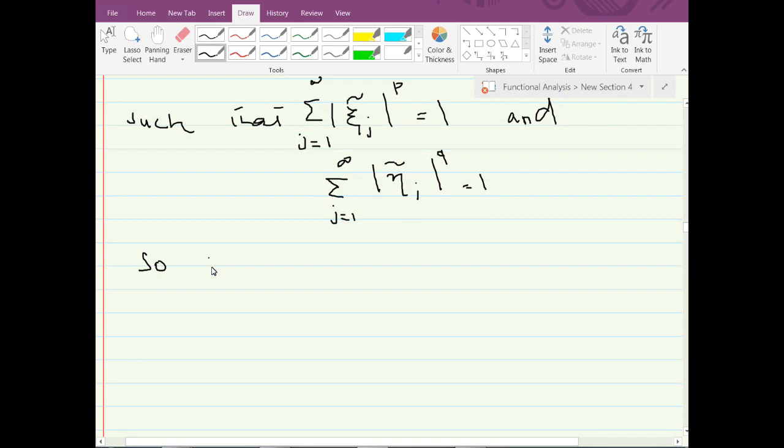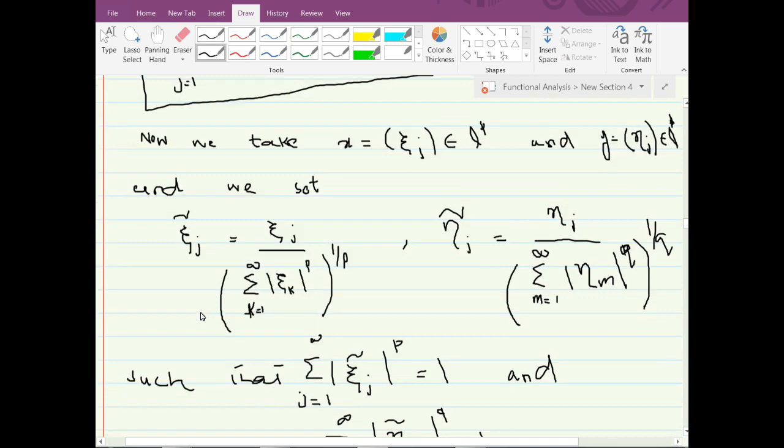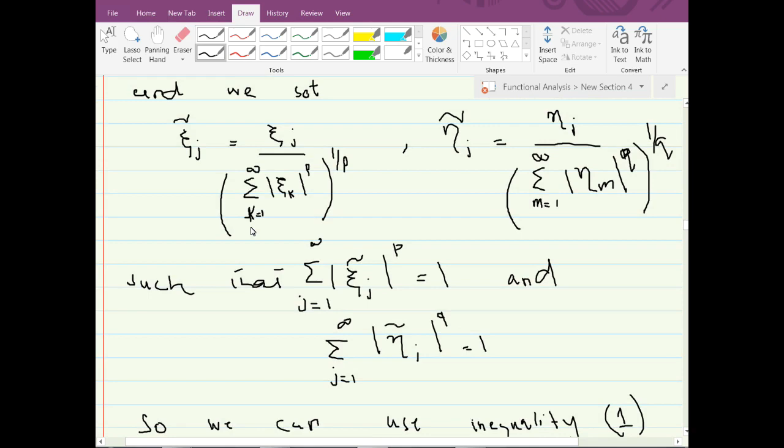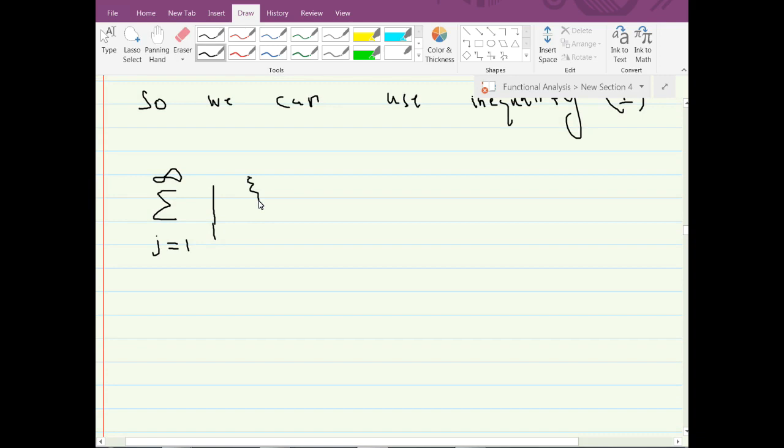So we can use this inequality in the relation 1. Put the values of xi j tilde and eta j tilde there, and you will get the summation j equal to 1 to infinity of the absolute value of xi j tilde. Put the value: xi j tilde is equal to xi j divided by the summation over k equal to 1 to infinity of the absolute value of xi k whole power p, and this whole power is 1 over p.